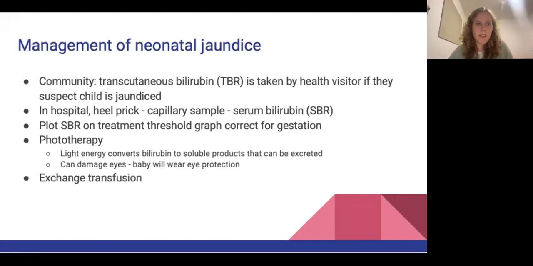In the management, in the community, they have a transcutaneous bilirubin monitor, which the healthcare visitor uses. And if it's high, then they usually refer the baby to the hospital. In hospital, we do a heel prick capillary sample, and that measures the serum bilirubin. Then we use that serum bilirubin to plot it on a graph to decide if the baby needs phototherapy or even exchange transfusion. Phototherapy converts the bilirubin to a different form that can be excreted more easily, but it can damage the eyes, so they need eye protection.